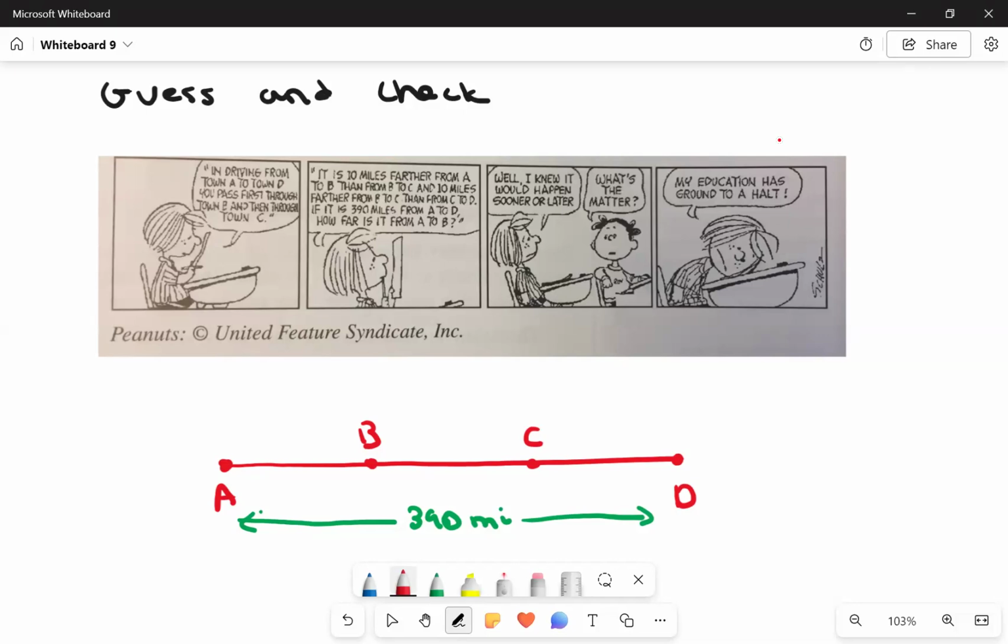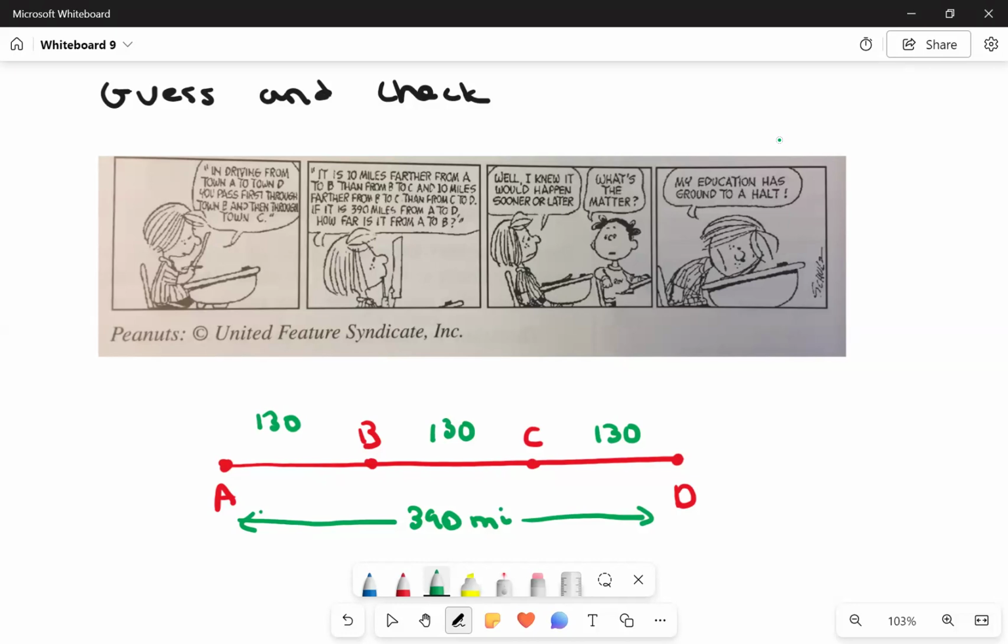So the way I would approach this problem is I'd start with them equal. In fact, I drew it that way. I'd say, okay, let's pretend for a second that they all have an equal distance. So if I take 390 and divide it by 3, that gives me 130. So if each of these is 130 miles, they're all equal, right? But they want it to be 10 miles farther from A to B than from B to C. In other words, they want A to B to be 10 miles more than it is from B to C. And then they want from C to D to be also 10 miles farther than it is from B to C.